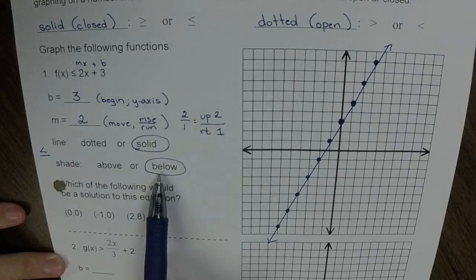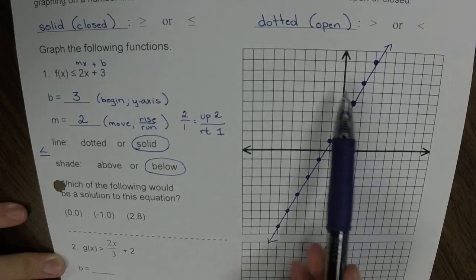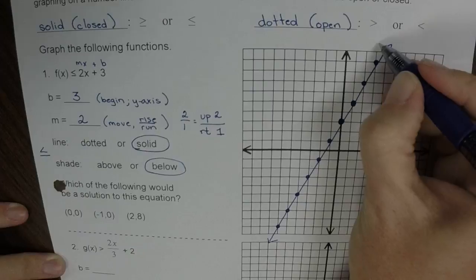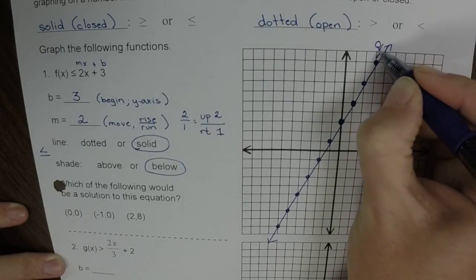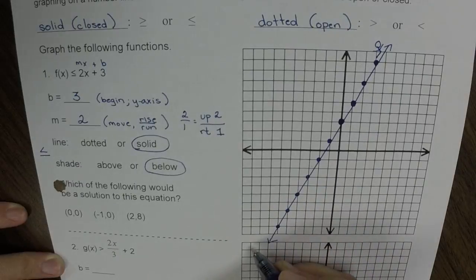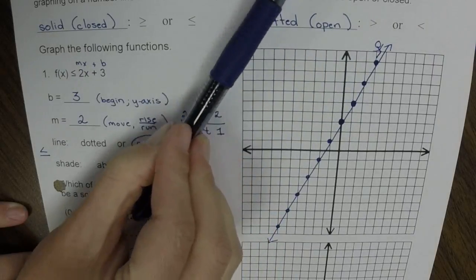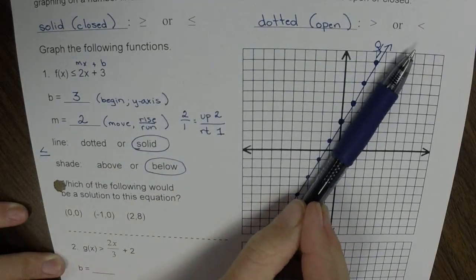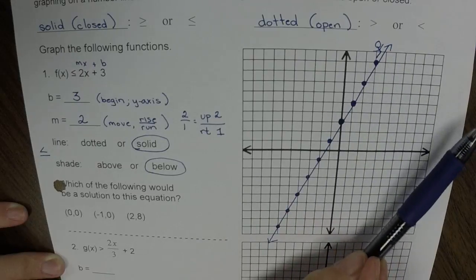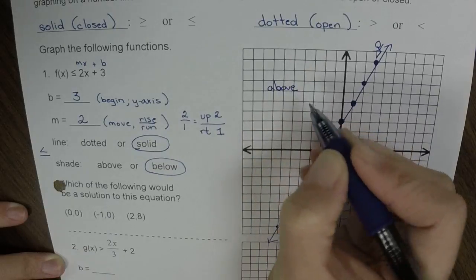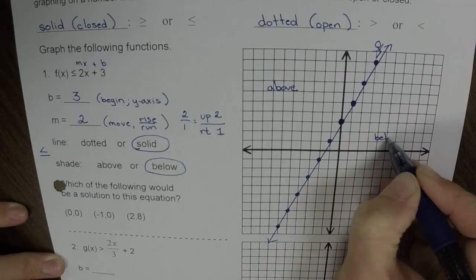But now I'm supposed to shade below. How do I determine what's below? What I want you to think of is that this is like a slide on a playground. If you were going to be the person to slide down the slide, where would you have to sit? You would have to sit up here in order to slide down. Wherever this person is, this is going to be considered above the slide, because up here would be the sky. Underneath here, this would be where the ground is, so that would be below. So this would be considered the above portion of the graph, and this would be considered the below portion of the graph.